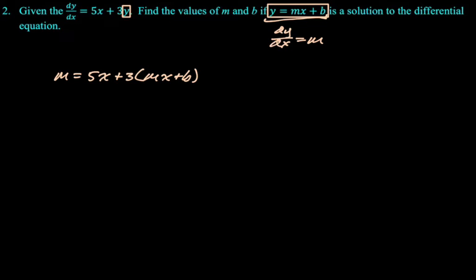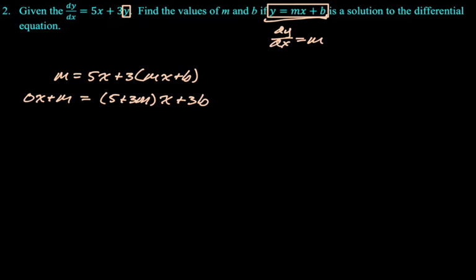I see from this that the right-hand side has x terms and constant terms, like an x term and a constant term. On the left-hand side, I just have m. So I'm going to make it 0x so that I can better compare these things. And I will factor the right-hand side: (5 plus 3m)x plus 3b.